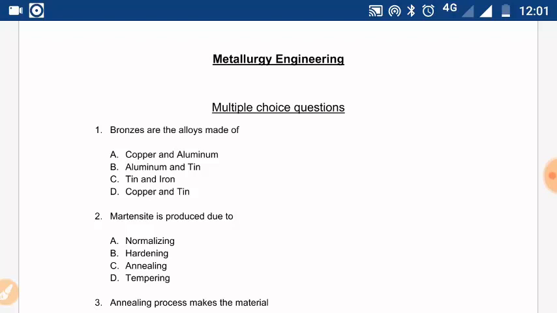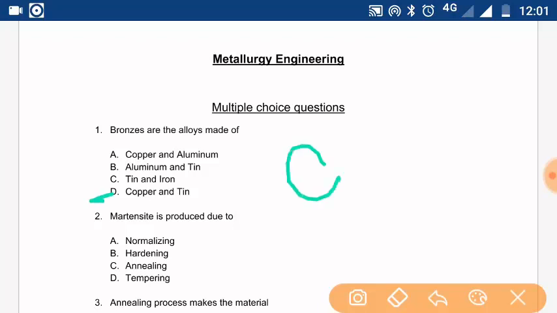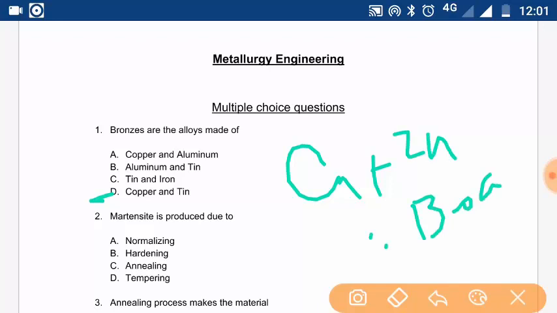Bronzes are the alloys of copper and aluminum, tin and iron, or copper and tin. The correct answer will be copper and tin, because a copper-tin alloy is called bronze, and a copper-zinc alloy is called brass. Okay.